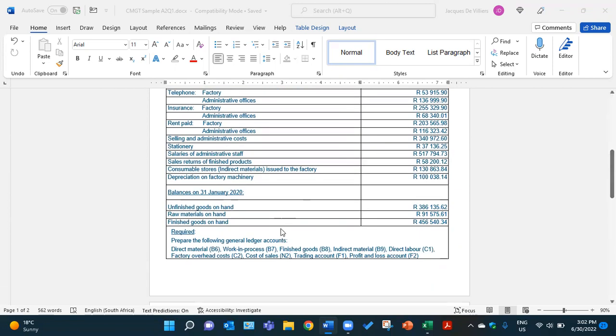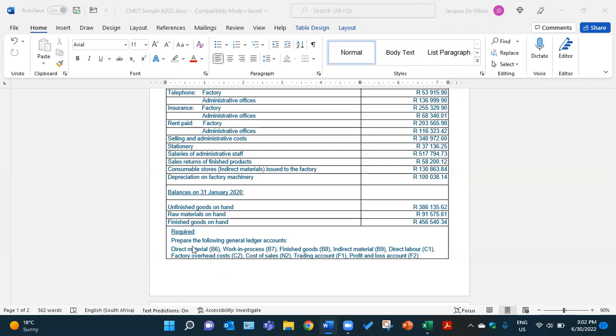And then they say to you, what is required is you must prepare the following general ledger accounts. And then they give you 1, 2, 3, 4, 5, 6, 7, 8, 9 general ledger accounts to complete. First thing you have to notice is that these general ledger accounts have to be completed in a certain order. And if you complete them in the order that I'm going to show you, it's easy. If not, this could become very difficult.